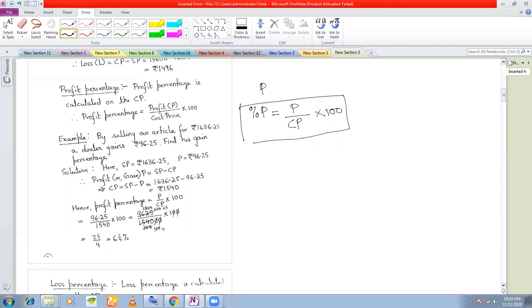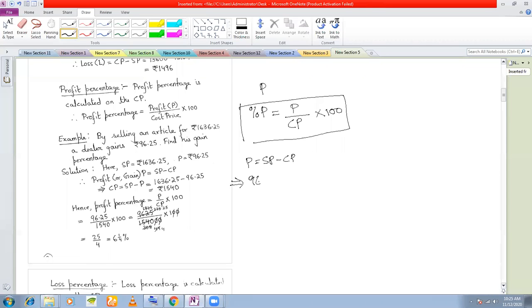The example is, by selling an article for 1636.25, a dealer gains 96.25. Find his gain percentage. So clearly here, do you know the cost price? He's selling the article for 1636.25, and the profit or gain is also given, 96.25, but you don't know the cost price. So what you do here is that you know that profit is selling price minus cost price. So from here you can calculate the cost price first.